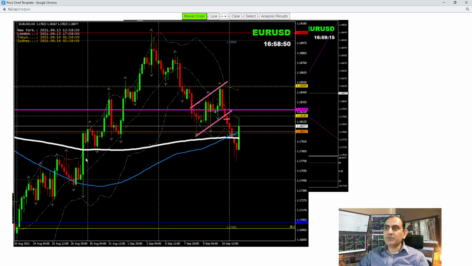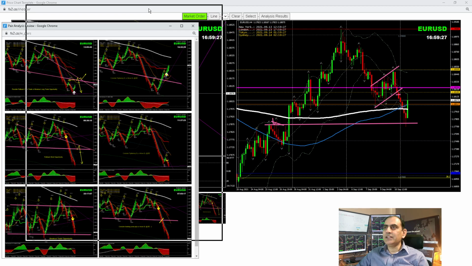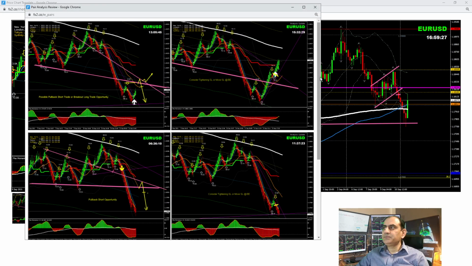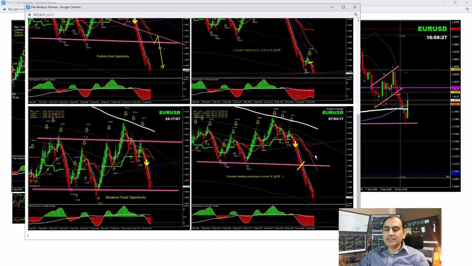We banked beautiful pips as soon as the price hit the support level, and now we are long here. Let me share with you the intraday analysis, how I analyze. Let me make it slightly bigger. This is the analysis I did at the market open, and I explained to my traders to look for this breakout.